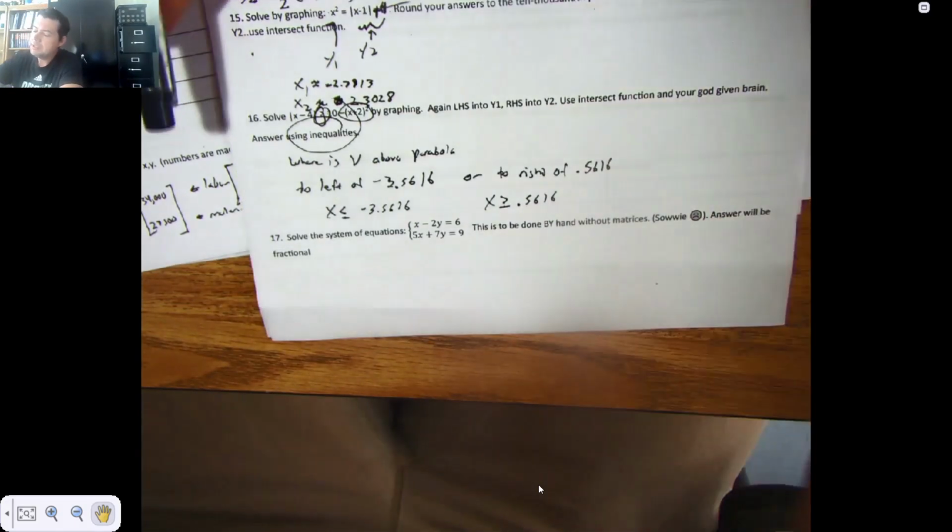It says answer using inequalities. So apparently I intend to leave it like that, because you do have to be comfortable with both. This one is to be done by hand. You're supposed to solve this system. This one's going to be fugly, plain and simple.